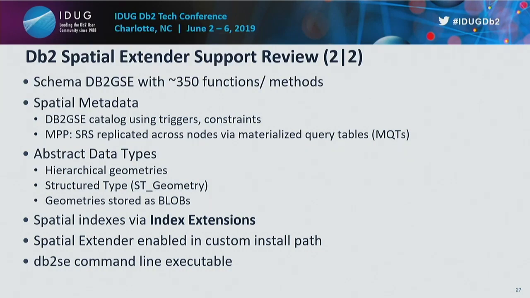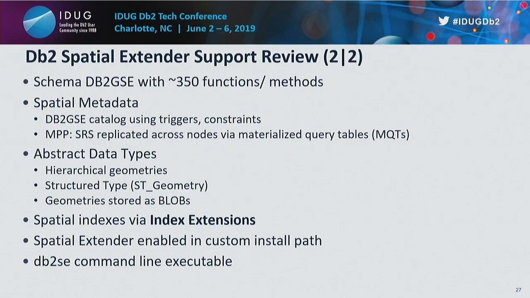And the spatial types are based on DB2's built-in support for abstract data types. So it is more of a strict, or explicit, hierarchical geometry. For example, some of these types will have various attributes that are used to represent their different shapes, and these are all represented as structured types. And then the geometries themselves will actually be stored as blobs.